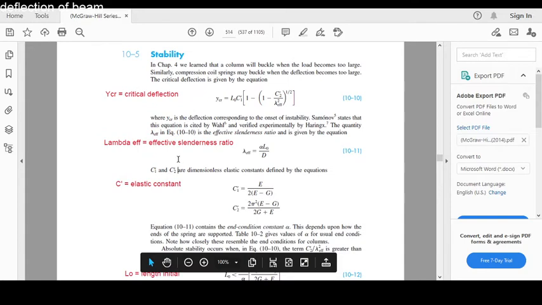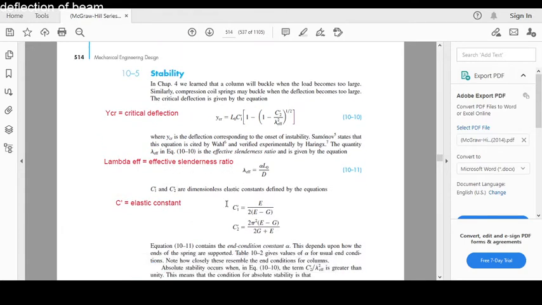You remember the word C before, used in this topic as the spring index. Now the same letter C is used as an elastic constant. The difference is the prime. C prime is the elastic constant. So don't be confused. Always spell the full name until you are familiar with these terms. Now the C here is the elastic constant, not C equals the spring index.